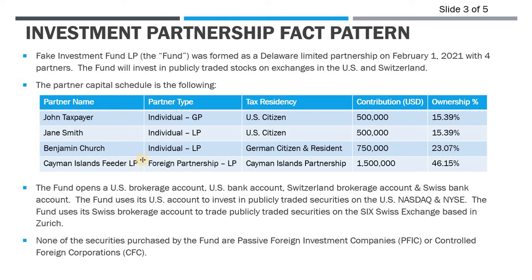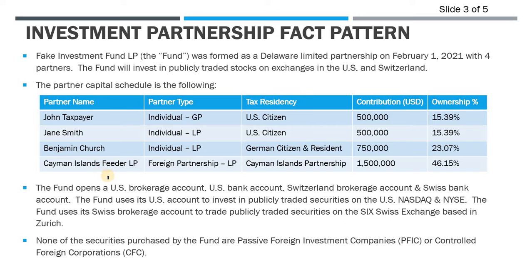And then this is where we have the non-resident partners that make it a little trickier, right? This is why the K2 and K3 are so important. So we have this individual, Ben Church. He is a German citizen and German resident. So these guys all, let's say they're all friends and they decided to form this investment entity together. So he's in Germany. He put in $750,000.